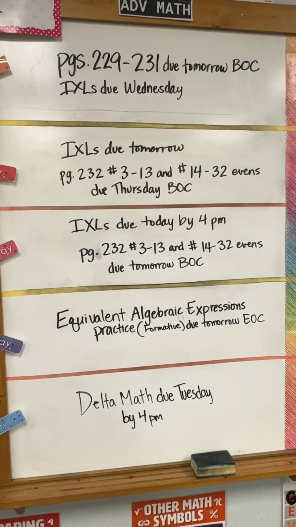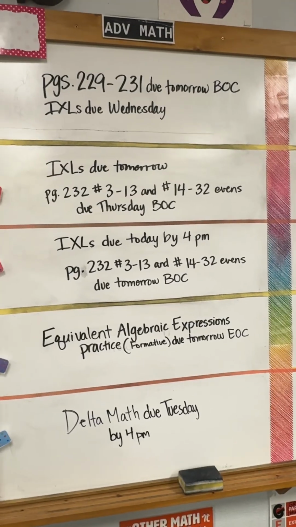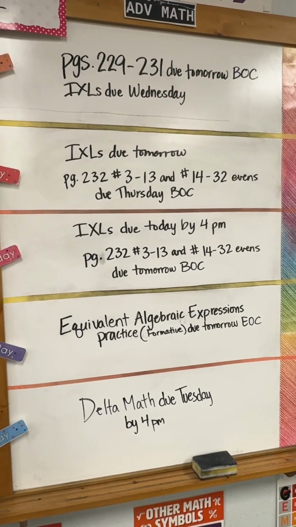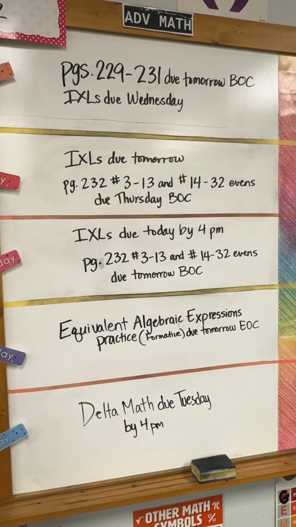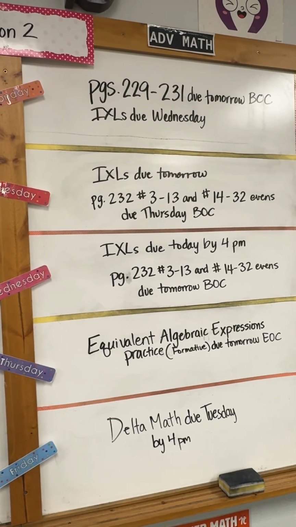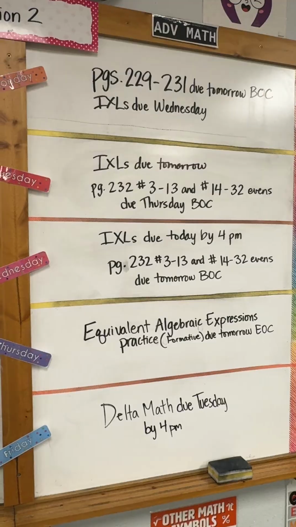So if you look at Wednesday's assignment, it's the exact same thing. On Thursday, you have a little bit of practice that you're going to do on Formative. It hasn't opened up yet. And then on Friday, you'll have a Delta Math. It has not opened up yet. So that equivalent algebraic expressions practice that's on Formative is actually due on Friday. So you'll have Thursday and Friday to work on that.